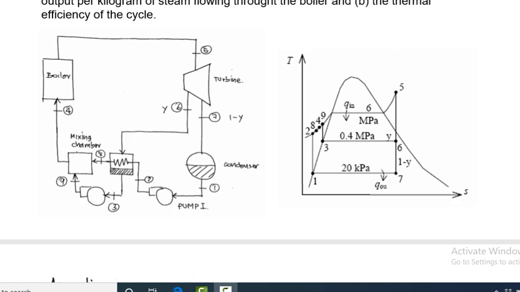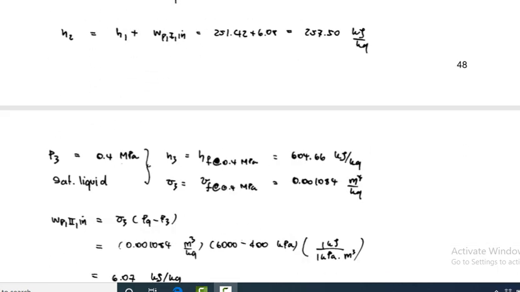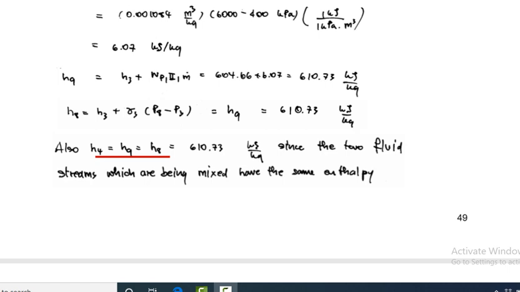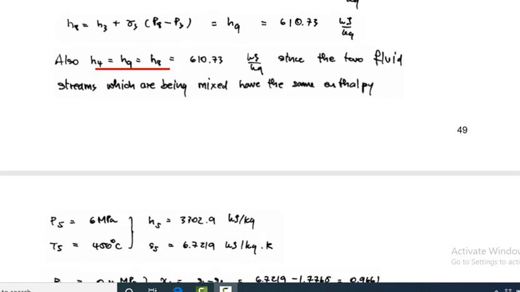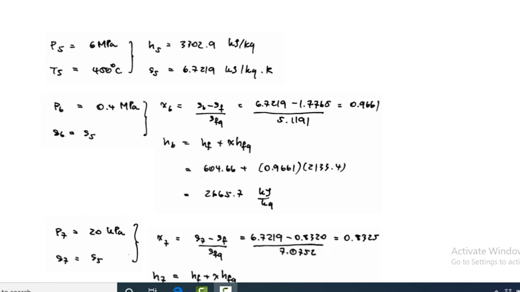That means whenever the steam enters, the steam is converted from this point to that one. The enthalpy in this mixing chamber, H9 and H8, the enthalpies are the same. Again, 4 is the outlet, and 8 and 9 enter into the mixing chamber. This is the region in which you have to find it. Therefore, in this numerical, H4 equals H9 and H8, 610.73 kJ per kg, since the two fluid streams being mixed have the same enthalpy.